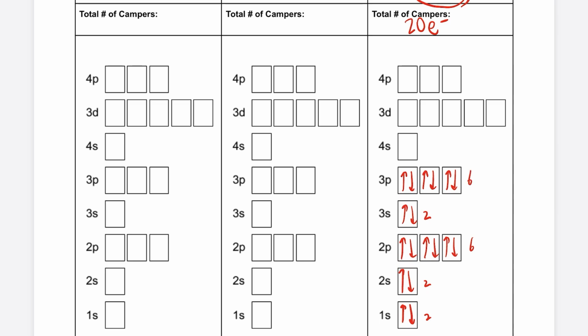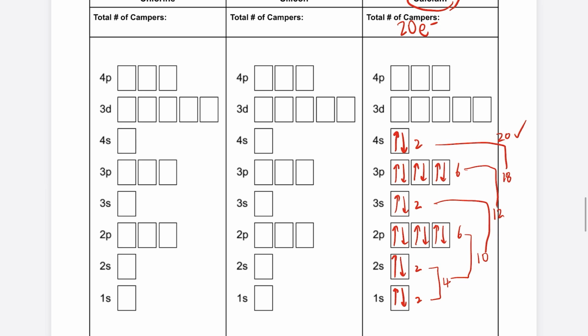Is that enough? Let's see. Let's do the math here. That's 4. This is 10. That is 12. And that is 18. Nope, we're not quite there yet. We still need 2 more electrons, and those are going to go right in here. 2 electrons, and they add up to 20. And we check that off as in we're good to go.